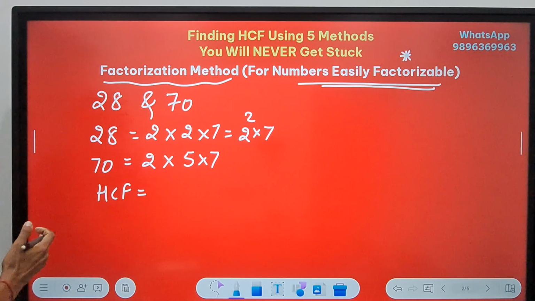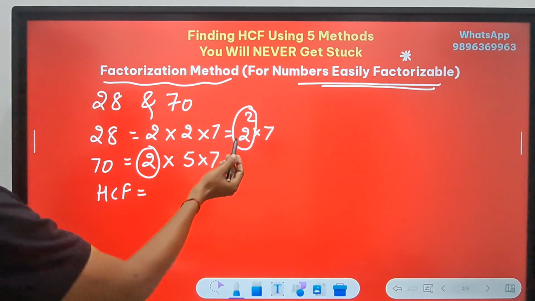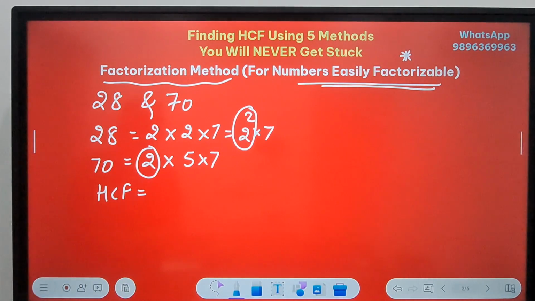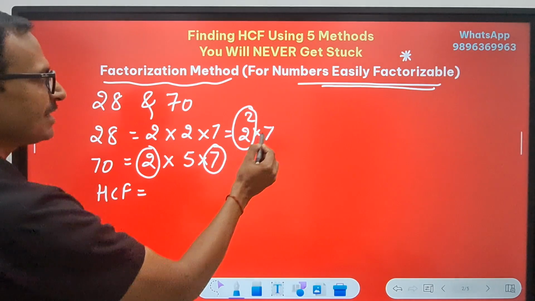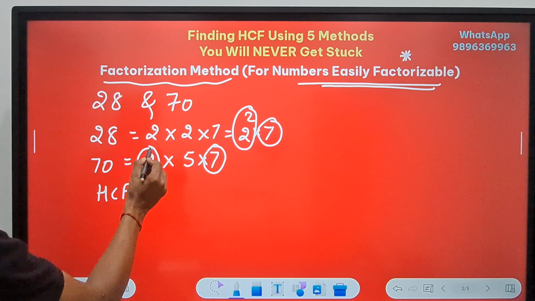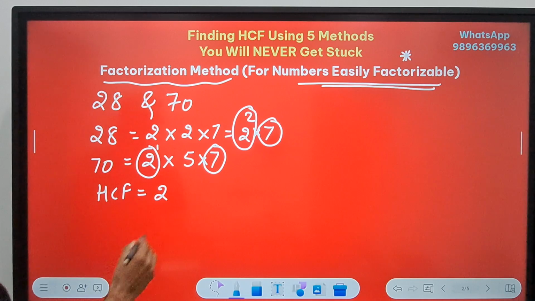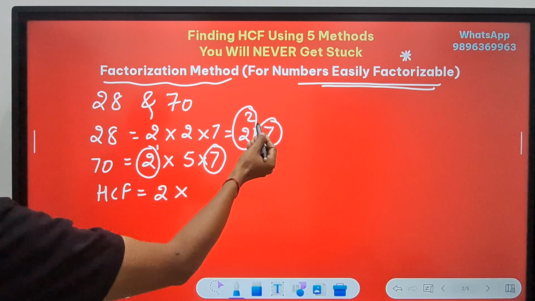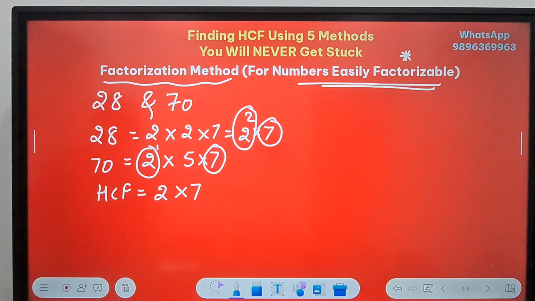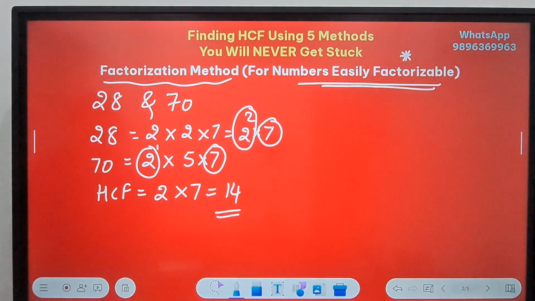For the highest common factor, you just need to consider the same base. 2 is the common base here, and here we have the 7 also. Take the lower power of the common factor. Here we have 2 power 1 and here you have 2 power 2, so take 2 power 1 in the HCF. 7 and 7 both have power 1 only, so 7 will come as it is, and therefore the highest common factor of the numbers is 14. That's pretty easy, right? And pretty elementary, which you have studied at school level also.